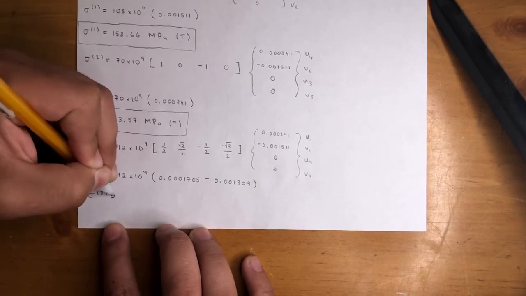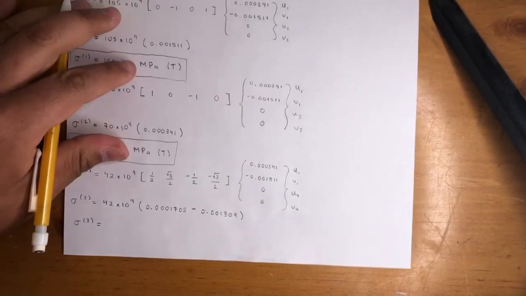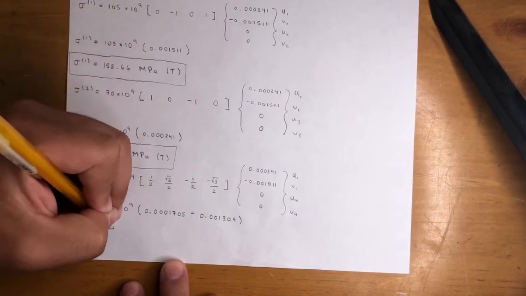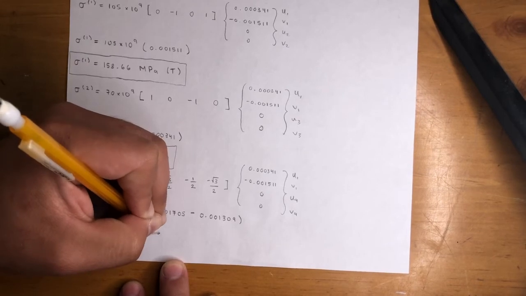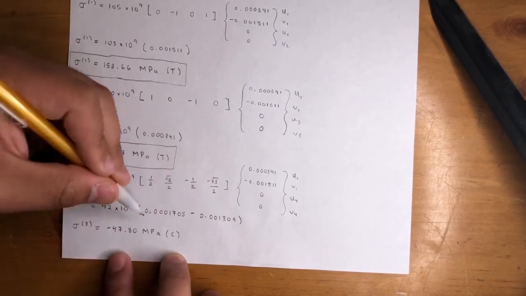Sigma 3 will be, what's that going to be? Negative 47.80 megapascals. And again, compression, because it's negative.